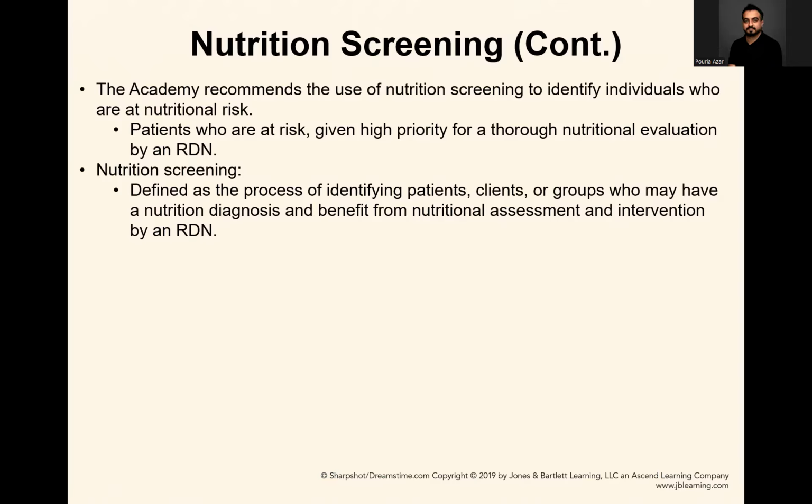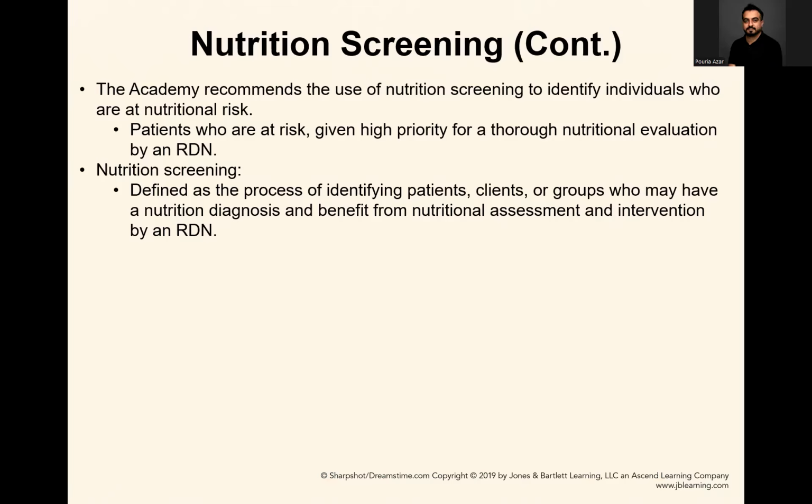Nutrition screening is a process of detecting and identifying patients, clients, or groups who may have a nutrition diagnosis and benefit from nutritional assessment and intervention by an RDN. So in a hospital or clinical setting, they conduct nutrition screening within 24 hours of admission. Nutrition screening can be conducted by an RDN, a dietitian, or other healthcare professionals, like nurses or other people who are trained to do so.